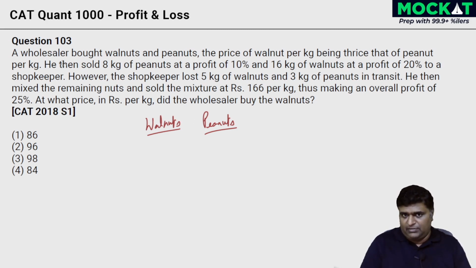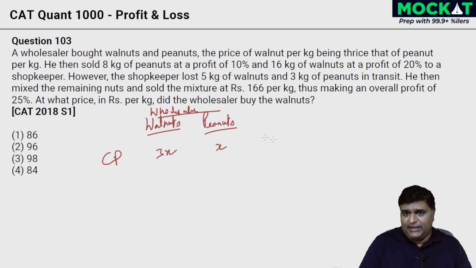How do we start over here, right? So walnuts and peanuts, a wholesaler over here. This is the wholesaler scenario. And what is the wholesaler doing over here? The price of walnut per kg being thrice the peanuts, bought initially. So the cost price of walnut is 3 times this. If this is going to be x, then the cost price of walnut is going to be 3x for the wholesaler. Fine.